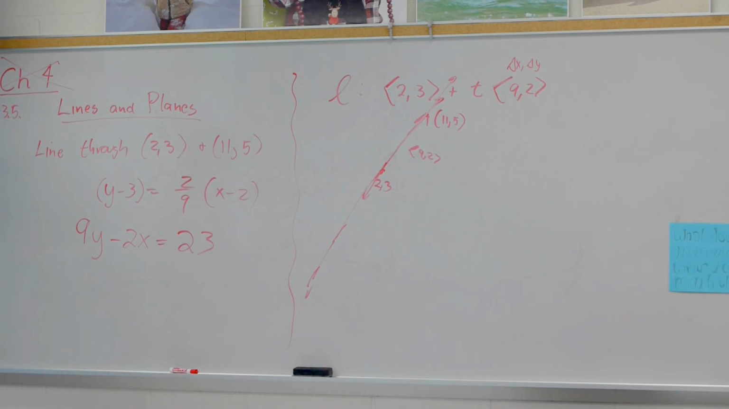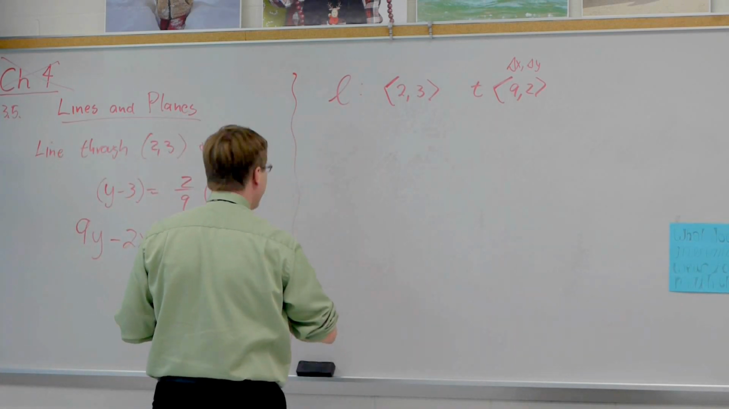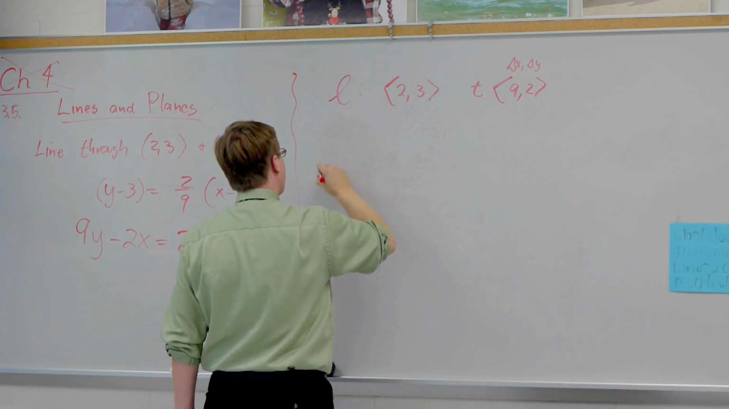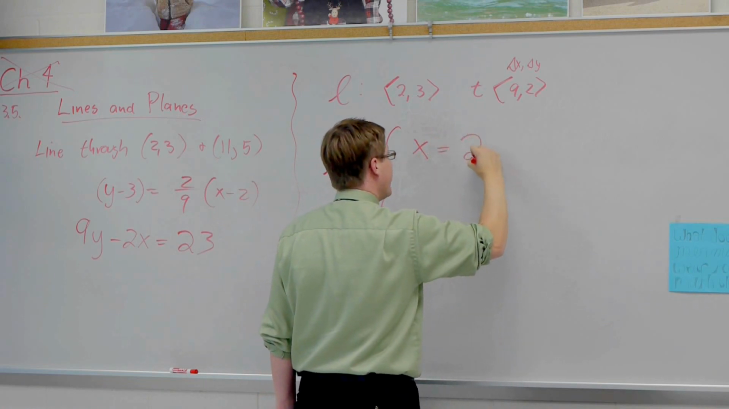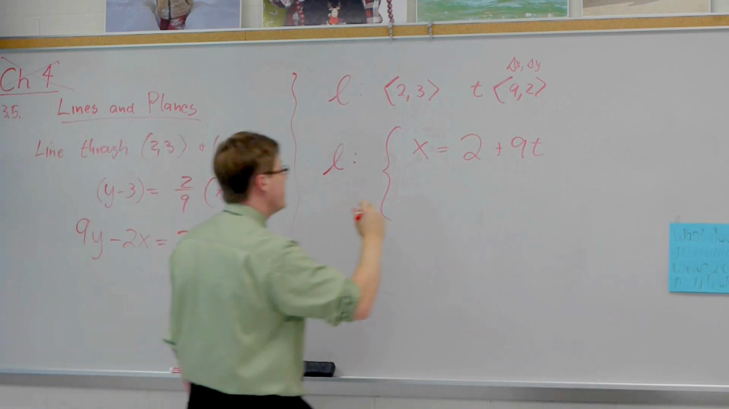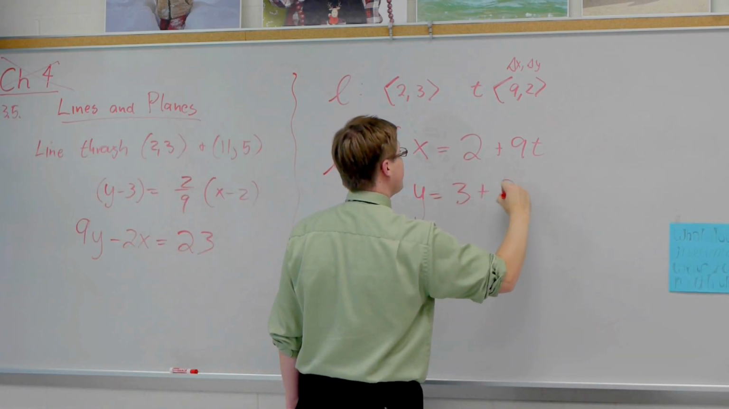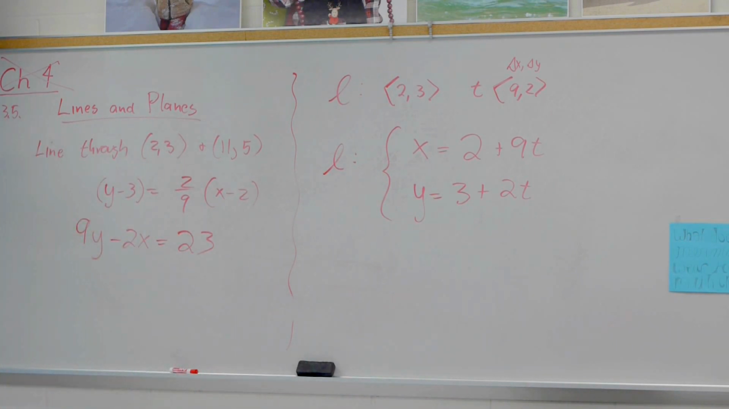Now we'll verify algebraically that these are actually equivalent. So to do that, I'll write the equation of the same line, little l, in parametric form. My x component is 2 plus 9t, and my y component is 3 plus 2t. It's the same thing I've written with vectors. I just expanded it.